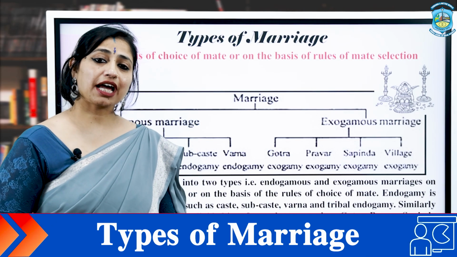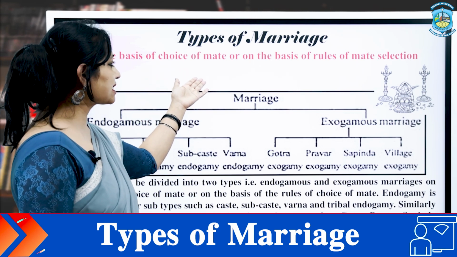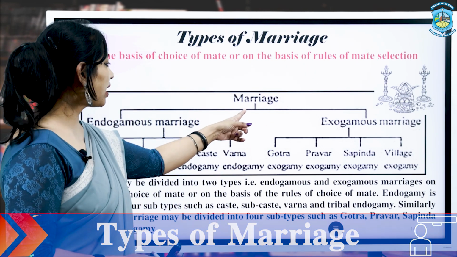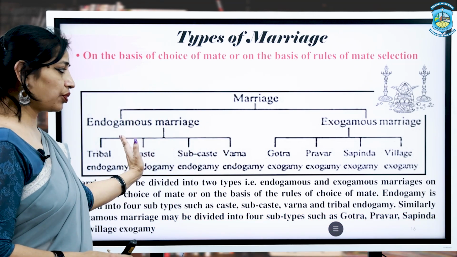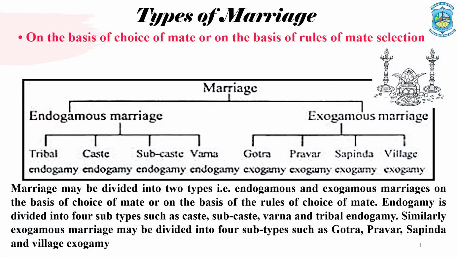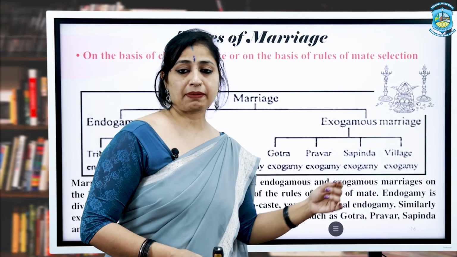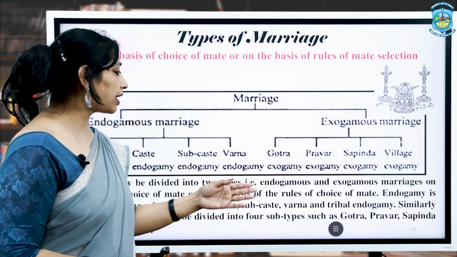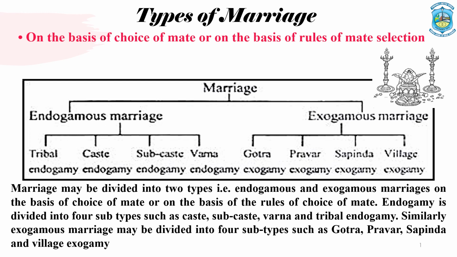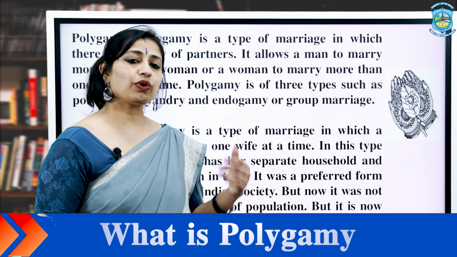Now let's see the types of marriage on the basis of mate selection, or on the basis of rules of mate selection. So marriage here is subdivided into endogamous marriage and exogamous marriage. Endogamous marriage means marriage within the group, that could be tribal, caste, subcaste or varna endogamy. Further talking about exogamous marriage, that means outside the gotra, pravara, sapinda, or it talks about village exogamy.